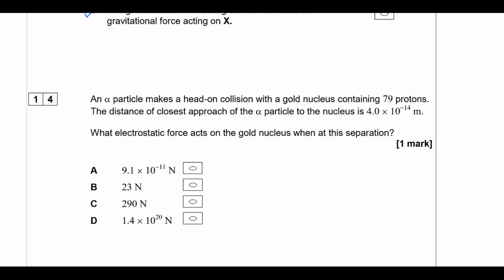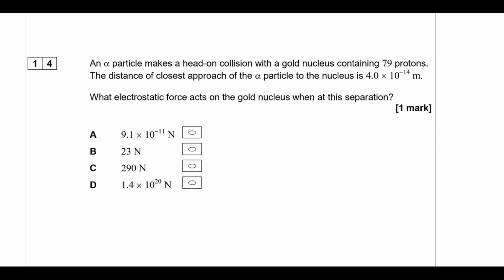Okay, so an alpha particle makes a head-on collision with a gold nucleus containing 79 protons. The distance of closest approach of an alpha particle is 4 times 10 to the minus 14. What electrostatic force acts on the gold nucleus when it's at this separation? So we're going to use Coulomb's law of charge. So we're going to use Q over 4 pi E0 r squared.